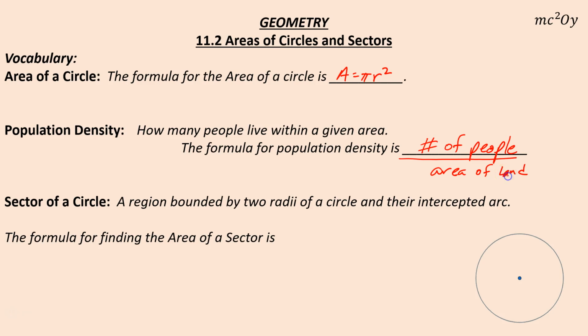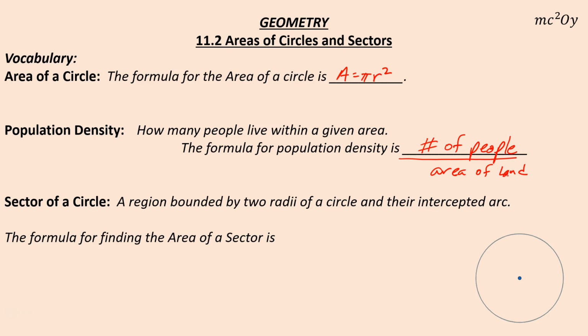Now that area of land could say how many people live within a radius of a city, and then the area of land would be a circle. Or how many people live within a city, and they just give you the square miles of the city. Or how many people live in a certain region where they define what the region shape is.